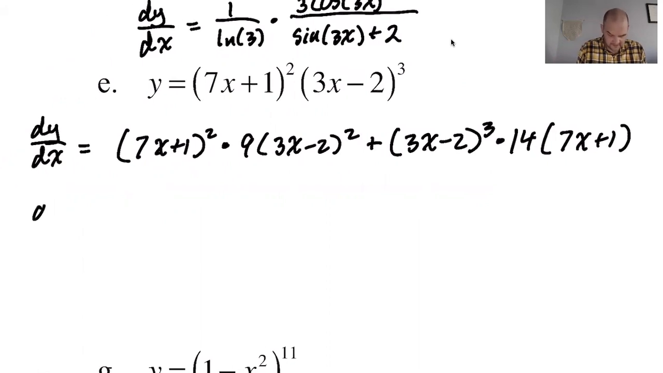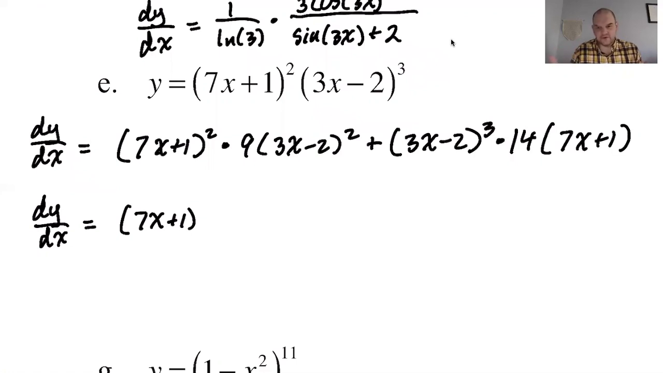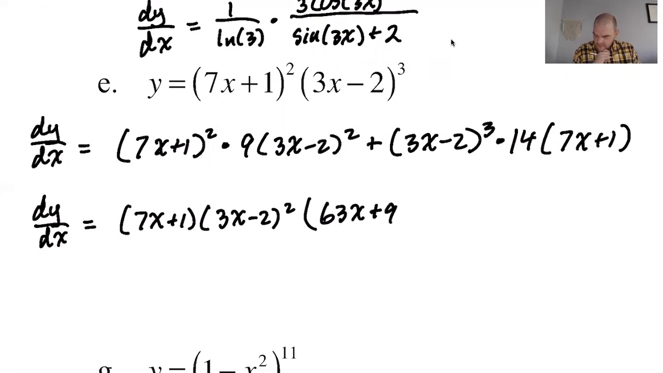So now dy dx is, all right, what can we take out? So we've got a 7x plus 1 to the first, right? You're always taking out the lowest power of the factor because that'll be in both products that we're dealing with. So 7x plus 1 to the first, take out a (3x minus 2) to the second. We're left in the first thing with a 9 and a 7x plus 1. So that's going to be 63x plus 9. In the second one, we are left with a 14 and a 3x minus 2. So that's 14 times 3 is 42x, and then minus 28.